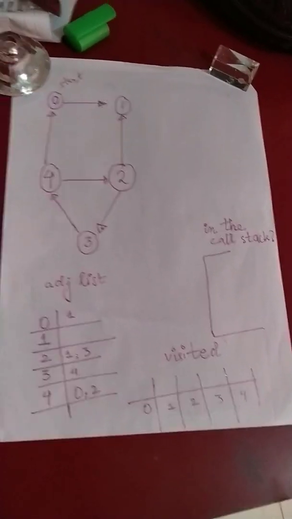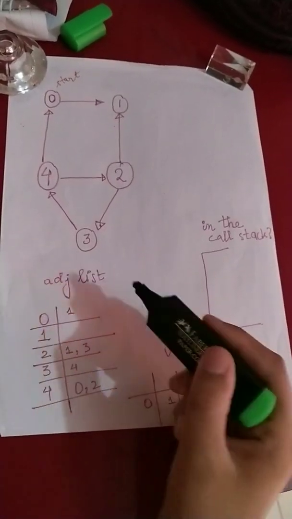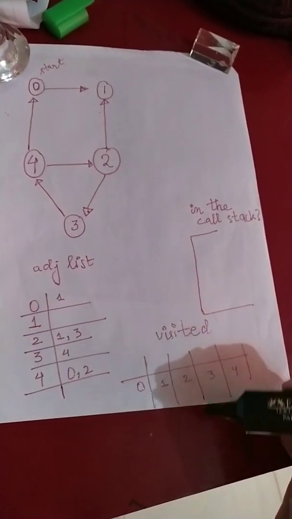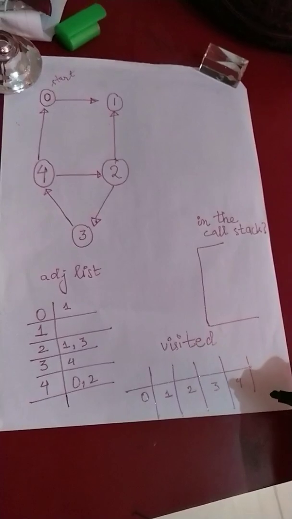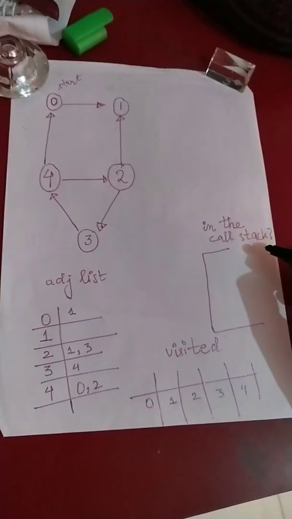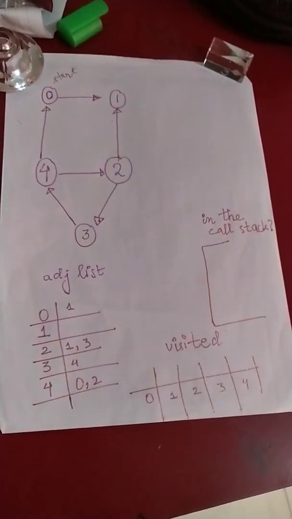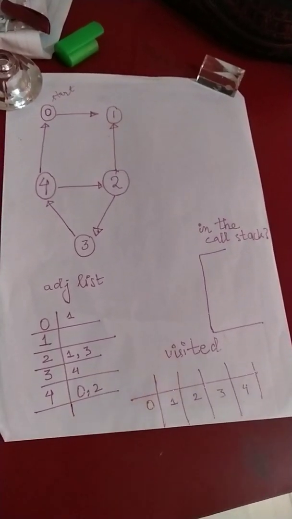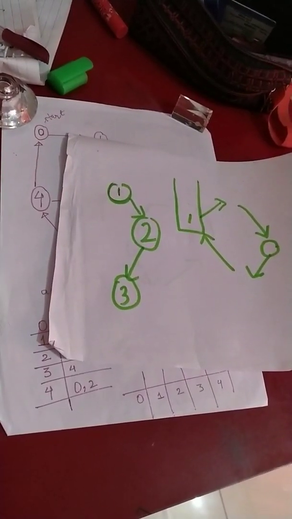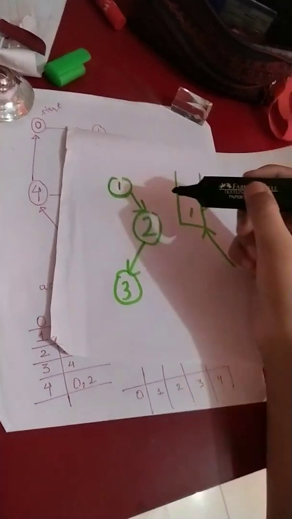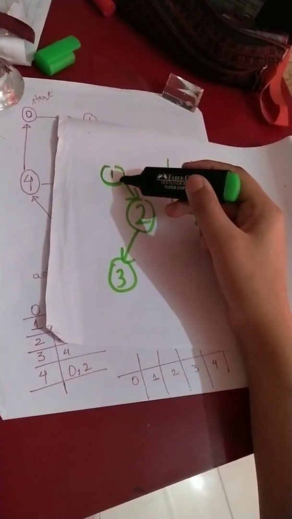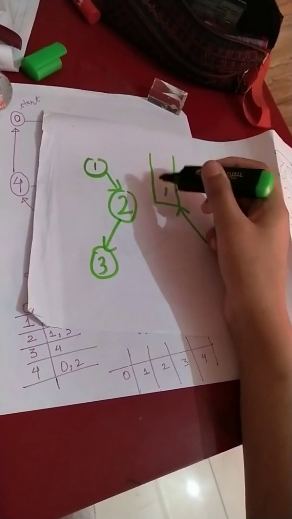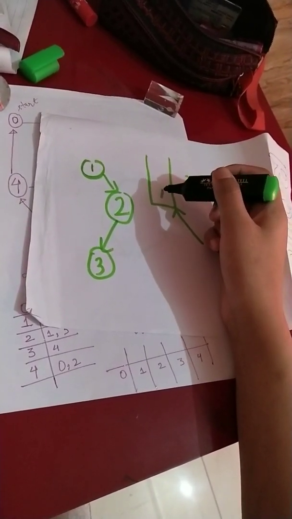Suppose this is the graph given to us. We are given its adjacency list and I am maintaining a visited array in order to keep track of the nodes that have been explored already. I'm also maintaining the track of the nodes that are in the call stack. What does it mean to be in the call stack? Suppose when I start exploring from node 1 here, I will put 1 in the call stack because I've started from 1 and 1 is not yet completely explored.